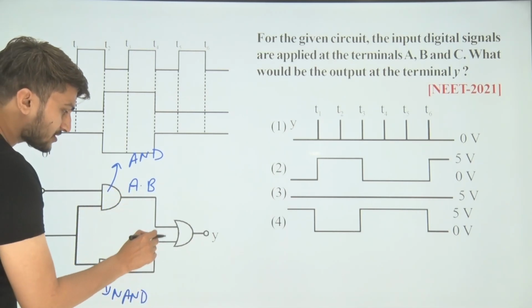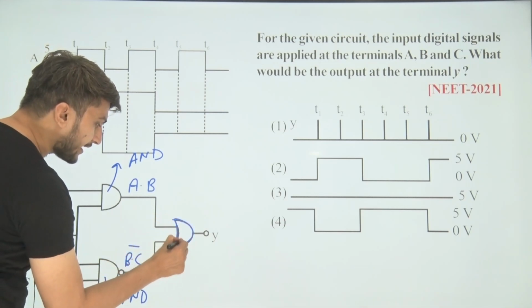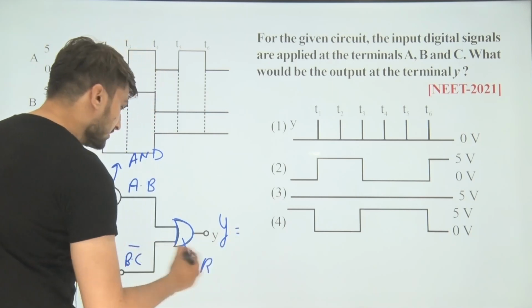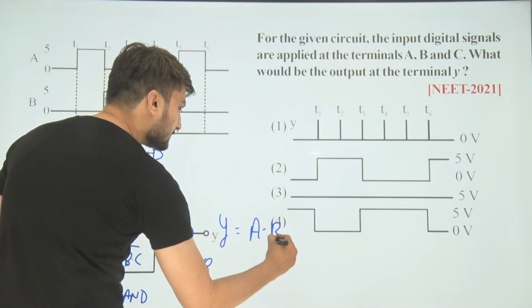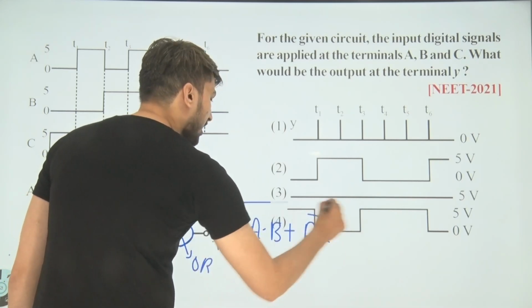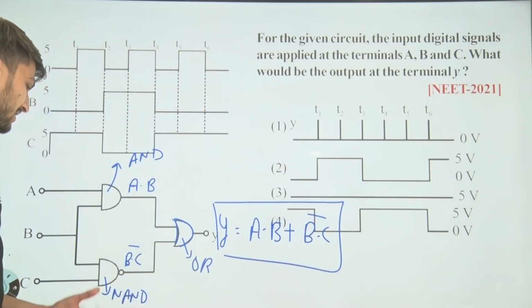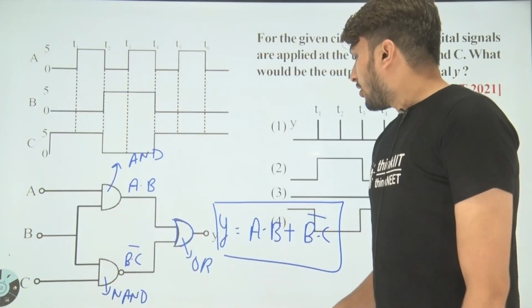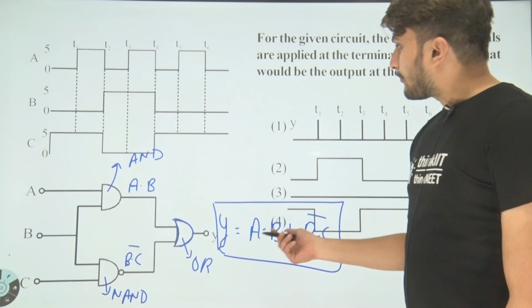And these inputs come to the OR gate. This is our OR gate. That means the value of Y comes. This one is A dot B plus B dot C bar. So this is our Boolean expression for this circuit. Now students, to find the answer we have to put in the values.